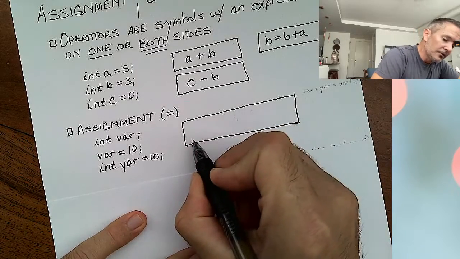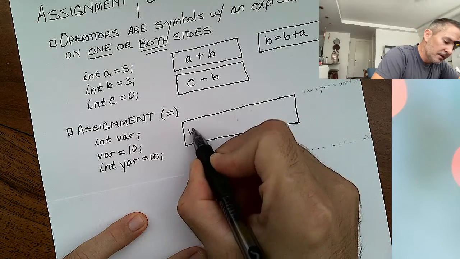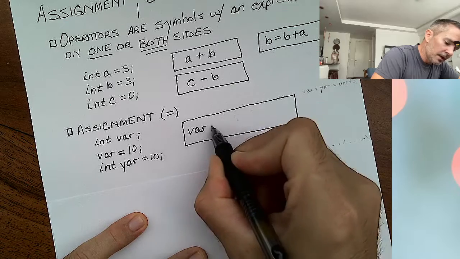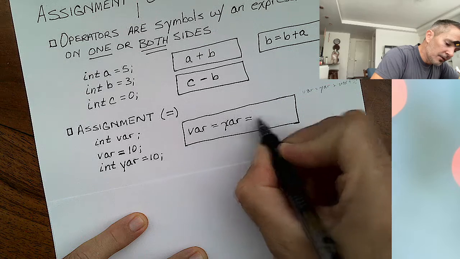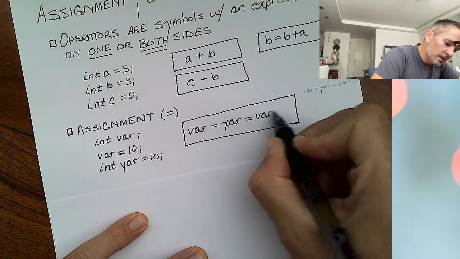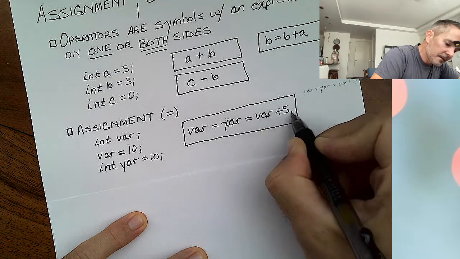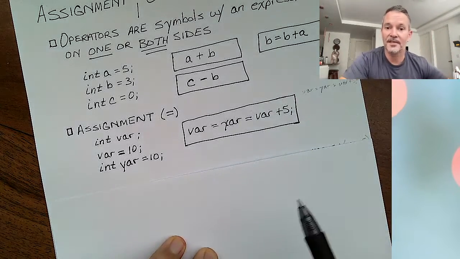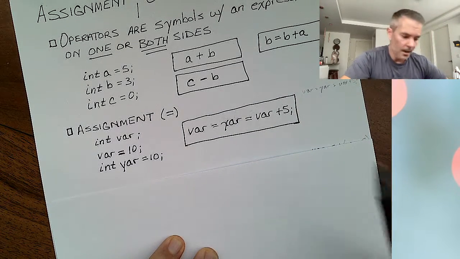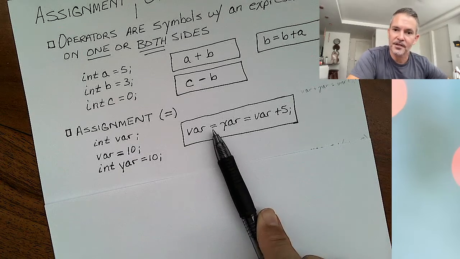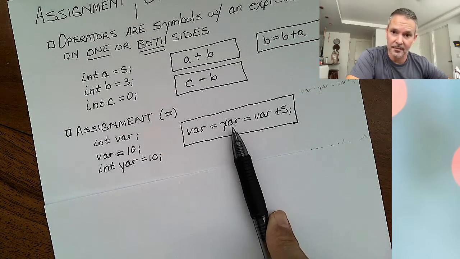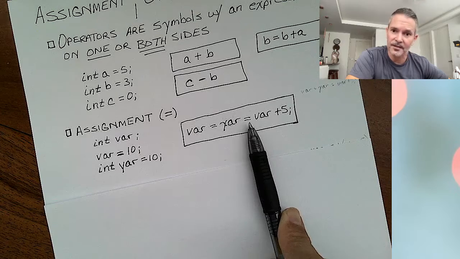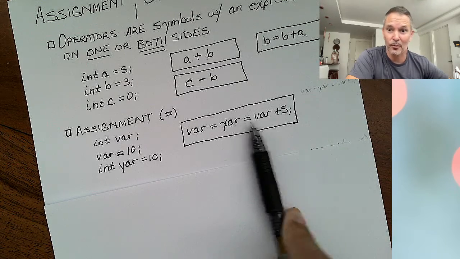It's perfectly legal to write the following expression. Var equals yar equals var plus 5. All right, so what are we saying and what will the computer do? So remember, when it encounters the first assignment operator, it'll say, okay, I need to evaluate the value on the right, and it comes here. And then it sees the next one. It says, I need to evaluate the value on the right.